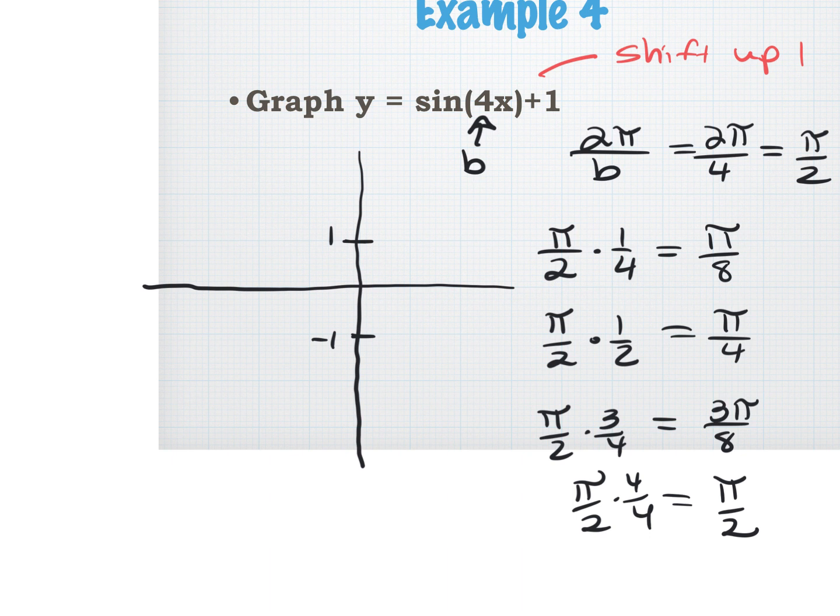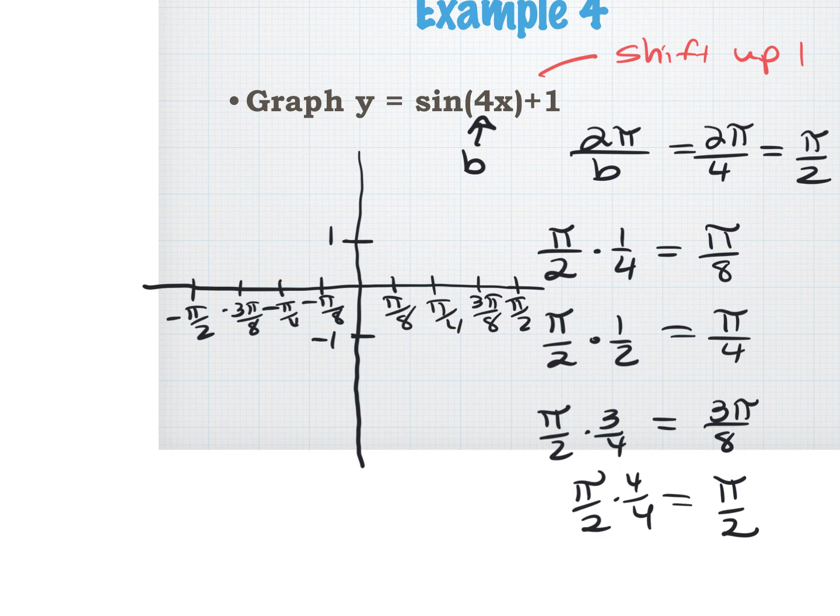And now I'm going to go ahead and label my key points. So I'll go pi over 8, pi over 4, 3 pi over 8, and then lastly pi over 2. And again, when there is no horizontal shift, we just take those same coordinates we just got and we put them on the other side with a negative sign. So it's like a reflection. So pi over 4, 3 pi over 8, and then pi over 2. So now, still the sine graph.